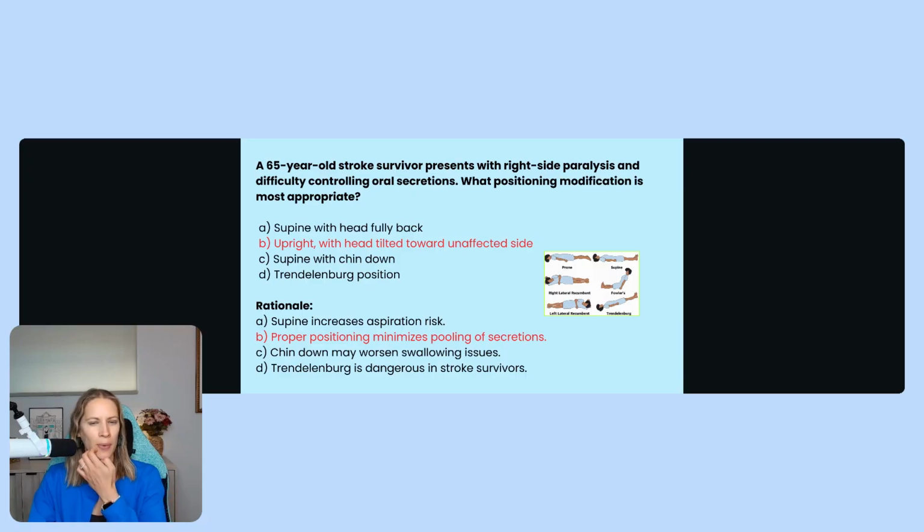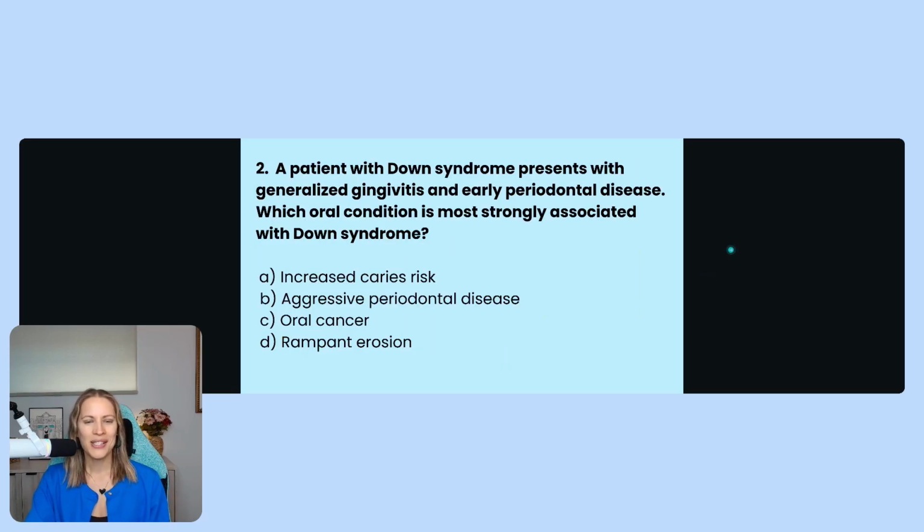Now, A would not be correct because the head fully back makes it difficult to control secretions. Supine with the chin down isn't going to work because it's very difficult to swallow with your chin down. Try it now. It's even hard for me to talk. So that would be the wrong answer. D, the Trendelenburg position, well, that is just dangerous because it's too high on the one side. It's not comfortable for anybody, and we wouldn't do this in a dental office anyway if we're working on a patient during treatment. So let's go through another one.